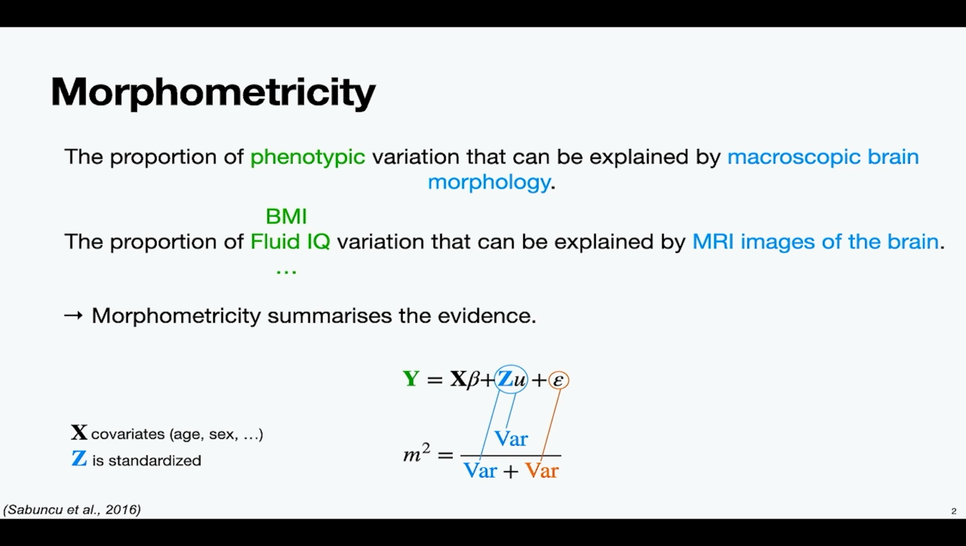The framework we use to compute morphometricity is that of linear mixed effect models, and the first one relates Y, the phenotype, with X, the covariate, and Z, the standardized MRI images of the brain. So here, the morphometricity is the ratio between what can be explained by MRI images of the brain, so the variance of ZU, over the variance of the phenotypes once we have removed the effect of the covariates, so the variance of ZU plus the variance of the residual.